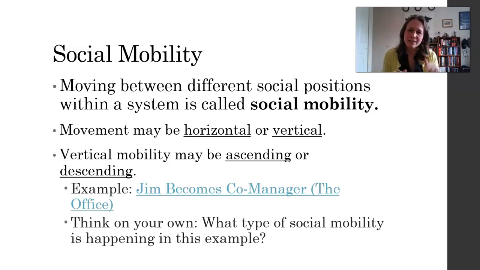So we're going to look at an example here from The Office, where Jim becomes co-manager. I won't set up the clip for you here. I think it's pretty self-explanatory. But after the clip, I'll talk about it. As you watch the clip, think on your own, what type of social mobility is happening in this example, and how would you explain it? What can you pull from the clip to explain the social mobility? So watch the clip and then continue on. The next video in part 2 will be posted after the Office clip.